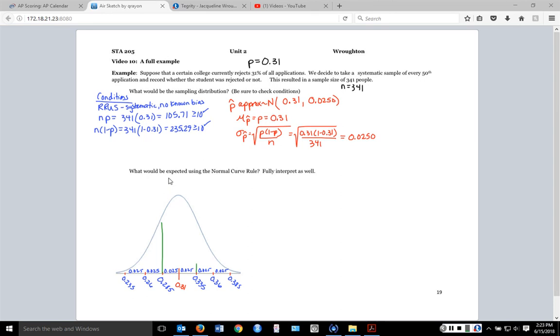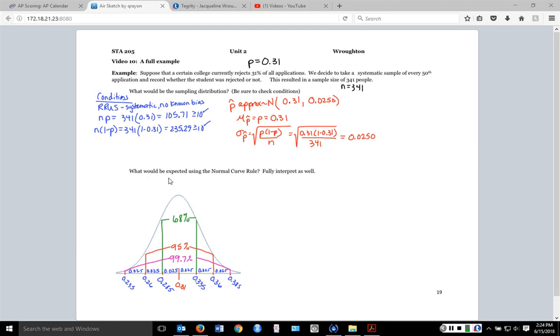So when I go out that first standard deviation, that's my 68%. When I go out my second standard deviation, that's our 95%. And when we go out that third standard deviation, we get the 99.7%.